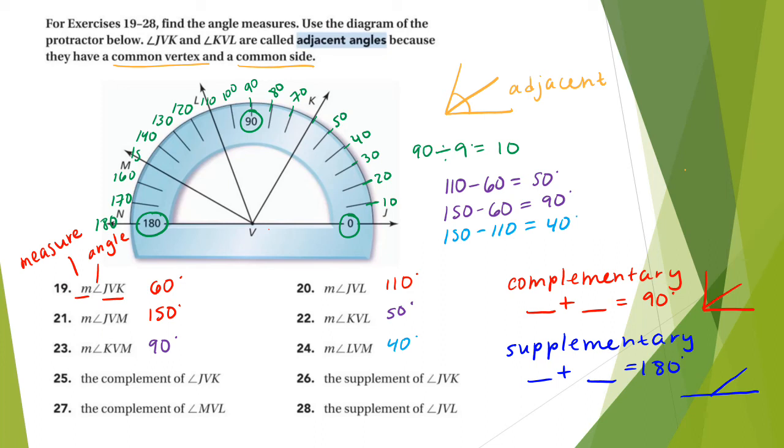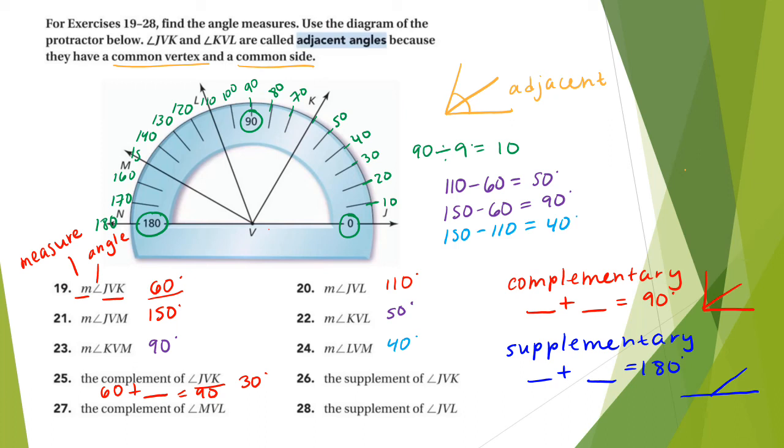Looking at the complement of angle JVK, I'm going to take a look here for a second at JVK, which I actually measured earlier. I'm going to think 60 plus what would give me 90 degrees. In this case, the most reasonable answer would be 30 degrees, right? Because that's what I'd have to add to 60 to get to 90.